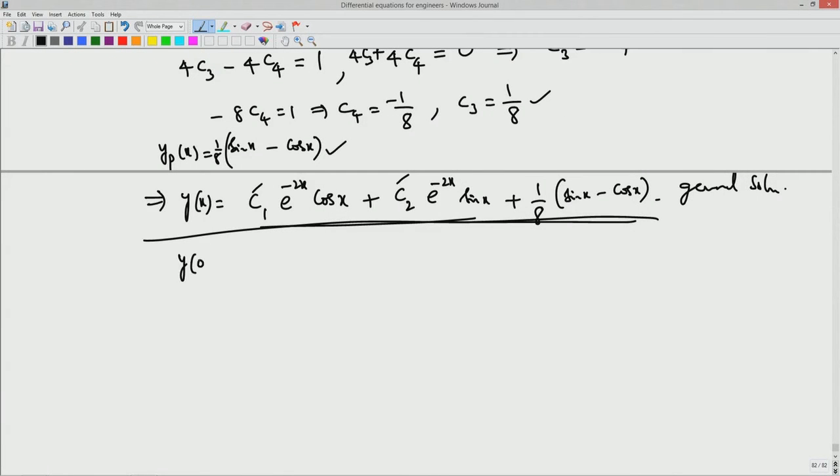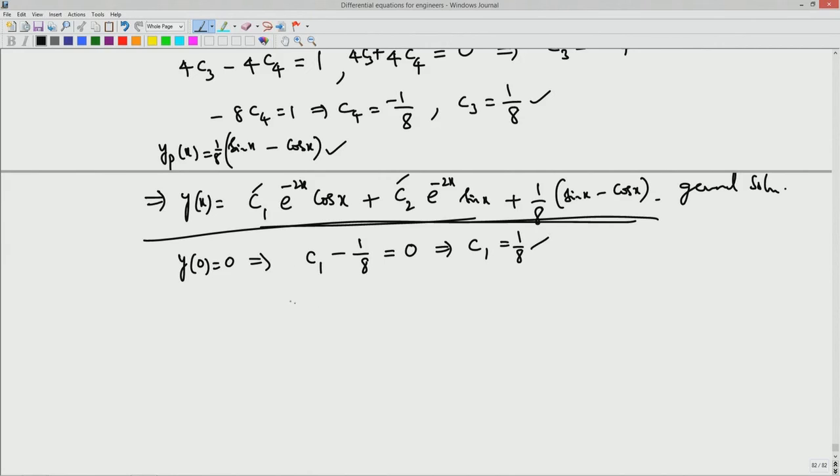So, let us make it y(0), put x equal to 0. So, you have C1, C2 is 0, plus 1 by 8, so minus 8 times cos 0, and cos 0 is 1. So, that is equal to 0. This will give me C1 is 1 by 8.